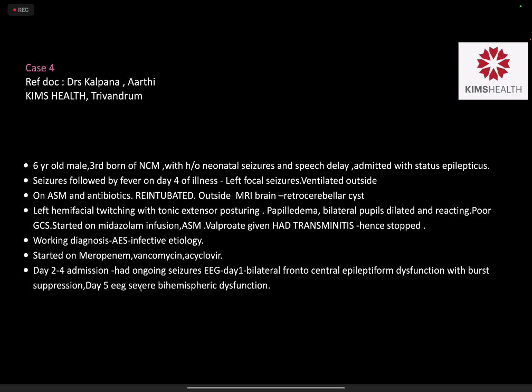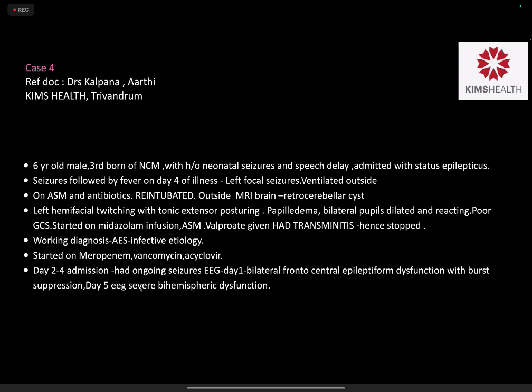He had a poor GCS, and the ventilation was continued, and he was started on midazolam infusion, and he was continued on the same anti-seizure medications as before. When sodium valproate was given, he had transaminitis, so it was stopped. In the first 24 hours, we treated it as acute encephalitic syndrome of infective etiology.